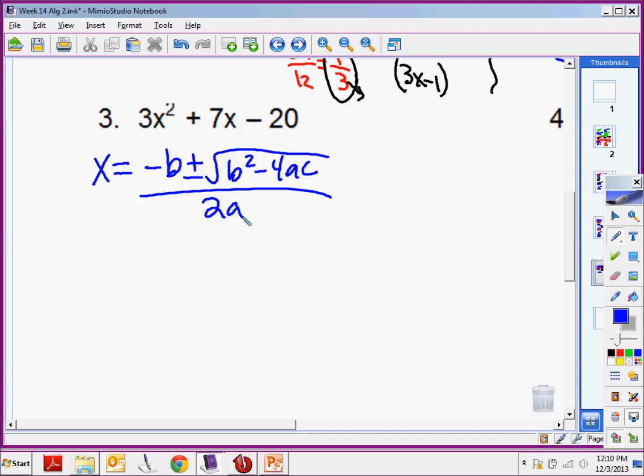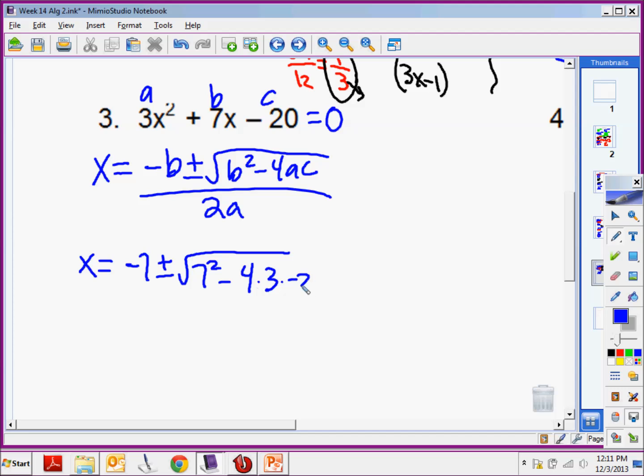If we have time. Alright, you just got to make sure that your quadratic is in standard form, which means that it's A, B, C, and there is nothing on the right-hand side. Is there anything on my right-hand side? No, ma'am. So we just have A is 3, B is 7, and C is negative 20. Am I ready to plug in? Yes. Alright, so X equals negative 7 plus or minus the square root of 7 squared minus 4 times 3 times negative 20, divided by 2 times 3.